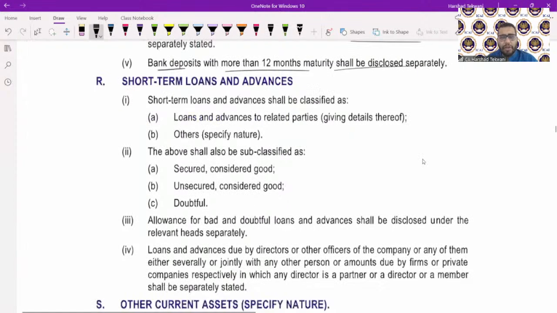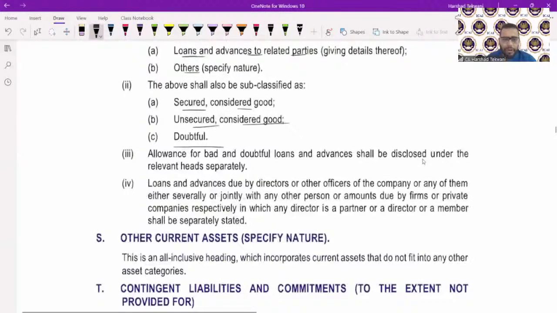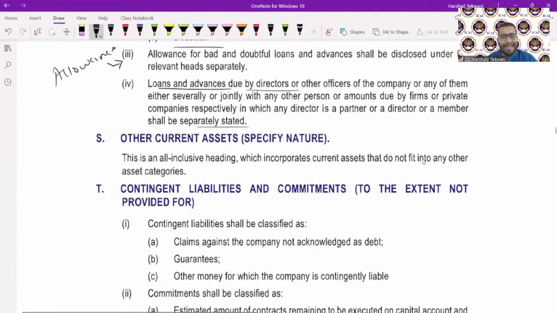Short-term loans and advances. So loans and advances to related parties or others, same. Then secured considered good, unsecured considered good, and doubtful. I need to show allowance for the doubtful. Then I need to show where the directors and officers are there as part of due loans and advances, and I need to separately state those loans and advances with the details of directors or officers involved. Other current assets: if any of the items do not fall in the above items, then I need to disclose them here. Other current assets are residuary in nature.